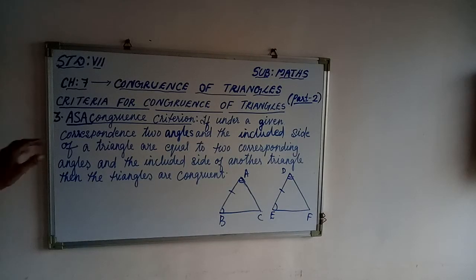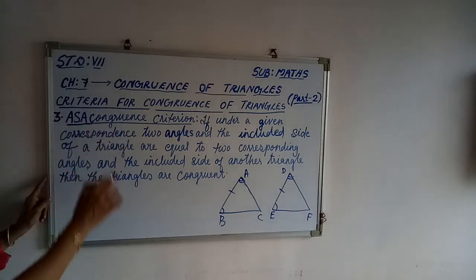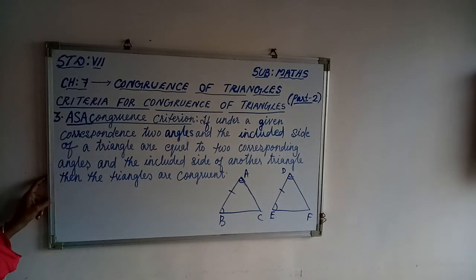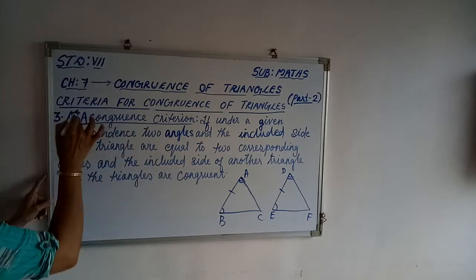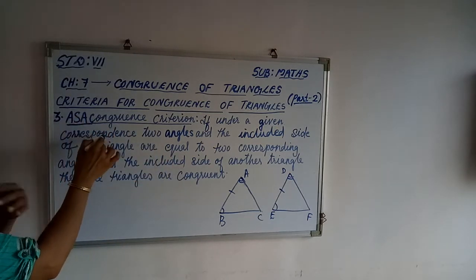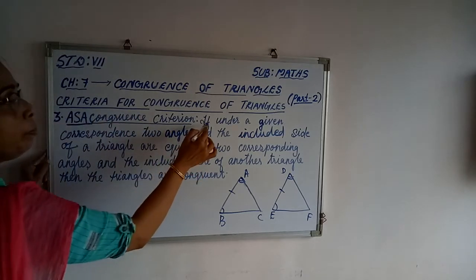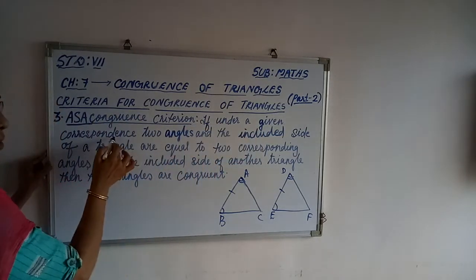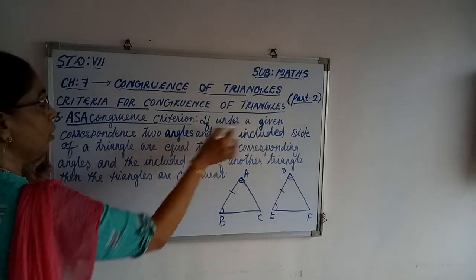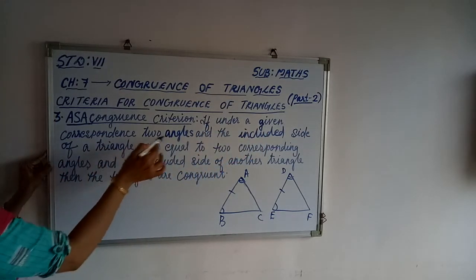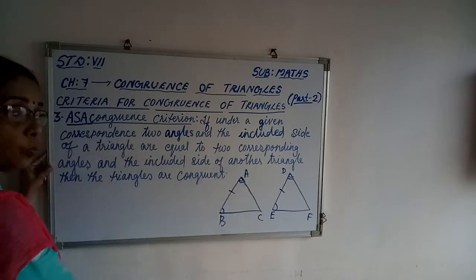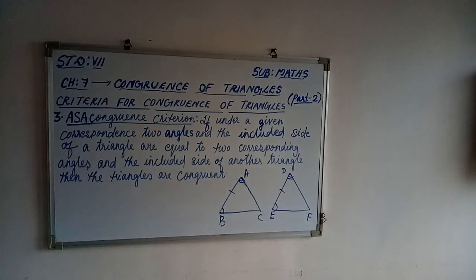The third congruence criterion is the ASA Congruence Criterion. We can see what is ASA Congruence Criterion. ASA: angle, side, angle. That is two angles and the included side. So if under a given correspondence, two angles and the included side of a triangle are equal to two corresponding angles and the included side of another triangle, then we can say that both the triangles are congruent.